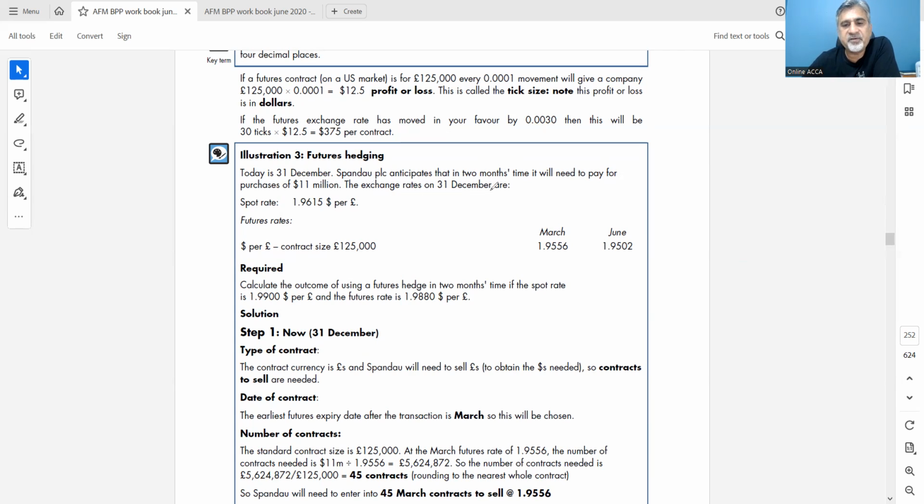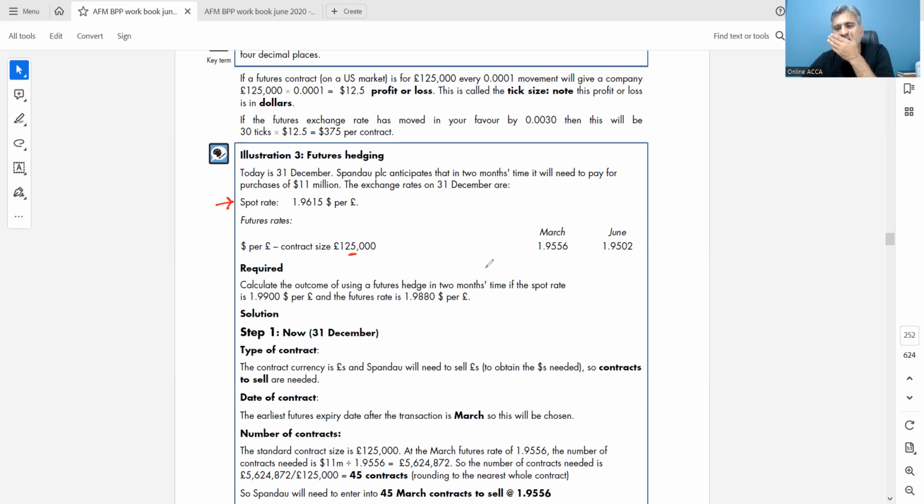The exchange rates on 31st December are spot rate, which means if I go to the market today, I can buy $1.9615 per pound. So one sterling is 1.9615 as of today. In the market, they have given us future rates, dollars per sterling. Contract size is 125,000, which is offered in the market. I cannot buy more or less. Minimum, I have to buy one contract, which is 125,000 sterlings. And if I buy the contract for March or for June, the price is 1.9556, 1.9502.